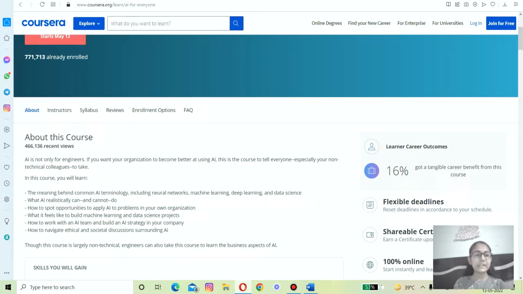The first thing to remember is that this course is for everyone. This course is not a practical one, it is a theoretical course. So you will be introduced to the machine learning field and how computers can learn from data without being programmed. You will also understand what data is needed for the algorithms to learn from. In this course, you will learn the meaning behind common AI terminology, including neural networks, machine learning, deep learning, and data science. You will get to know what AI realistically can and cannot do.